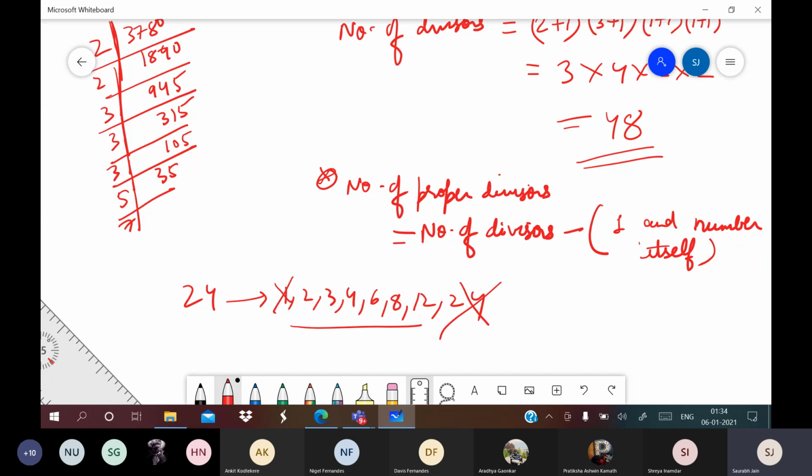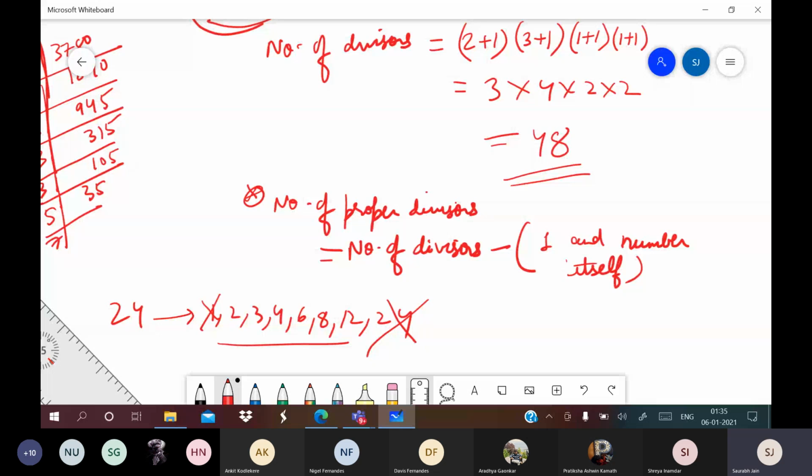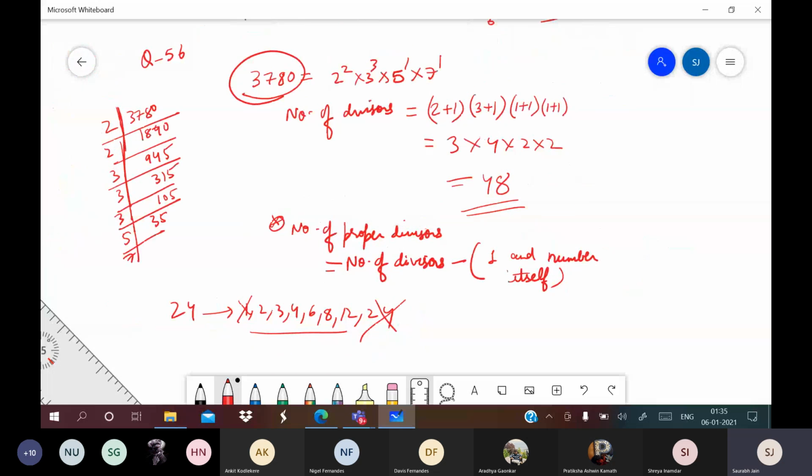6. Similarly, here we have 48 divisors for this number. They are asking about the proper divisors. So you will strike 2 out of these. One is 3780 and the remaining one is 1. Okay. So how many proper divisors will there be now? 46. Okay. This is the definition of proper divisors. So I hope this is clear to you.